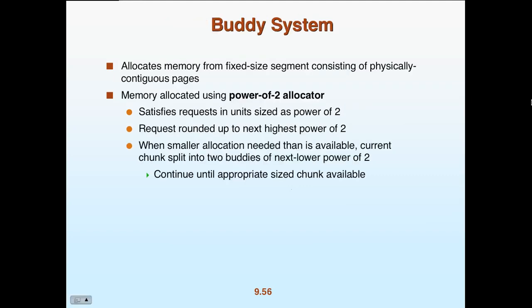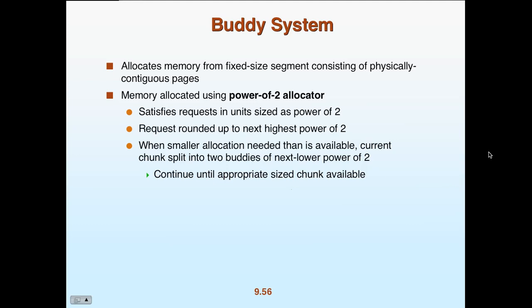Another related concept, and what I'm doing now is going through some miscellaneous related concepts. No more paging stuff left. The buddy system allocates memory from a fixed size segment consisting of physically contiguous pages, using a power of 2 allocator. It satisfies requests in units sized as a power of 2. When a smaller allocation is needed and isn't available, the current chunk is split into two buddies of the next lower power of 2. It continues until appropriately sized chunks are available.